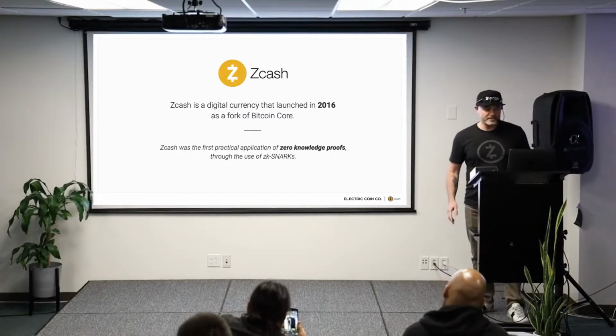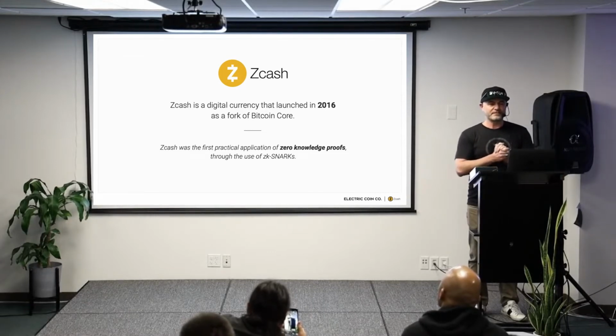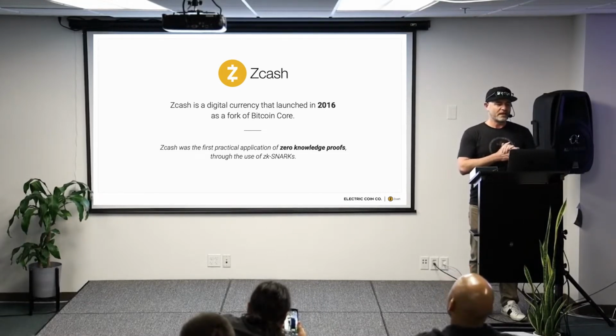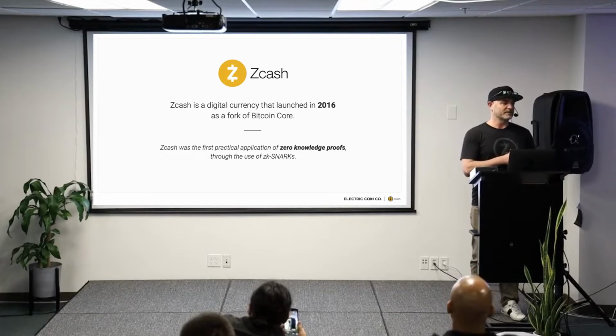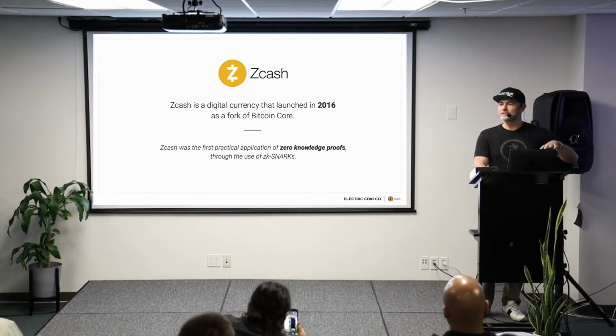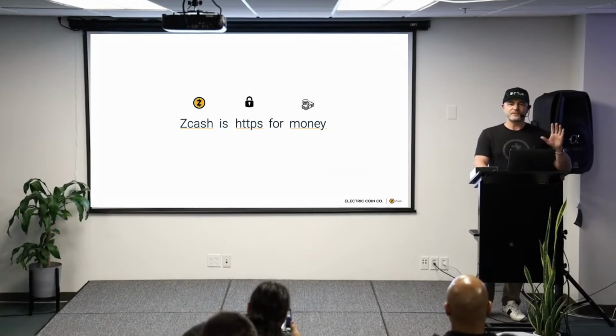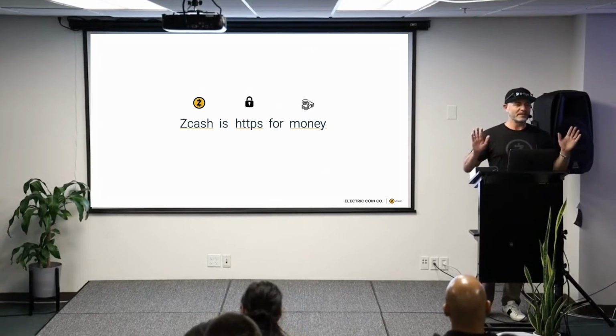So Zcash is a digital currency that launched in 2016. It's a fork of Bitcoin. And it was the first practical application of something called zero-knowledge proofs, which we'll get into here in a second. So I'm going to give you a little bit of history and context, tell you how it works, and then where it's going.